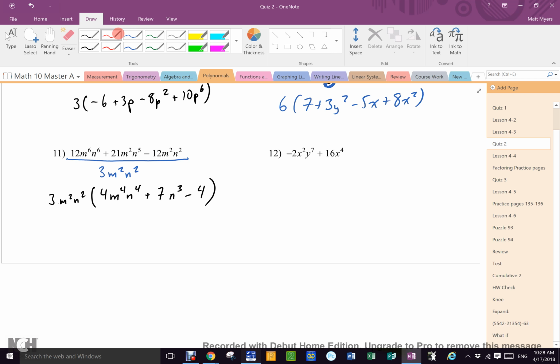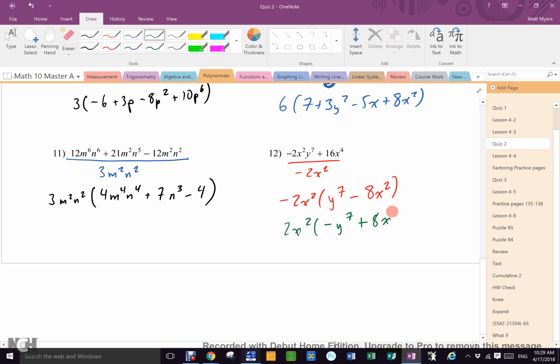The last one's another one of these negative ones, right? So I'll accept either one. Negative 2x squared, so that's out front. And what did I leave in there? y to the 7th minus 8x squared. Or, I'm perfectly happy to take 2x squared negative y to the 7th plus 8x squared. And give yourself a mark out of 12. I'll get that from you another day.